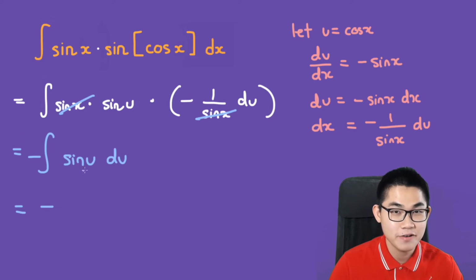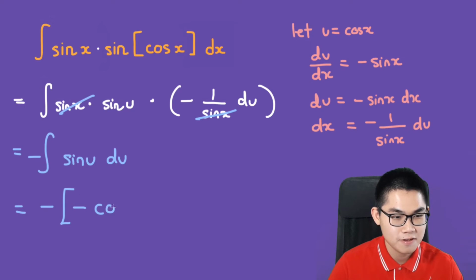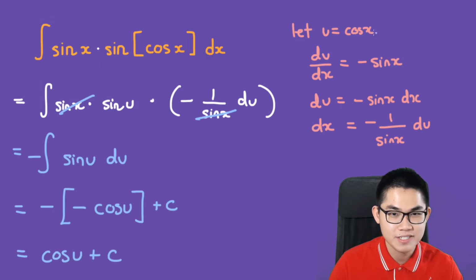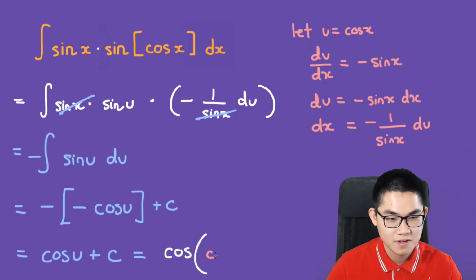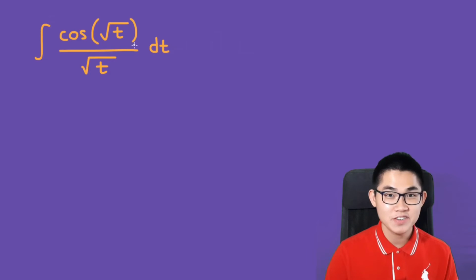So the antiderivative of sine of u is what? It's going to be negative cosine of u plus c. So this will give us positive cosine of u plus c. And the final step is to substitute cosine of x back into the u, which gives us cosine of x plus c.